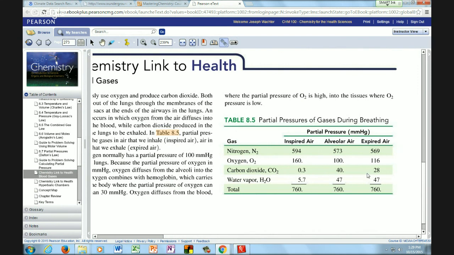Also interesting here, you can see that the carbon dioxide that actually gets expired, that you actually breathe out, is not all of the carbon dioxide that your body produces. A decent amount of it gets dissolved into the blood and stays there, and that's what helps control the pH of your blood. When we talk about acids and bases, we'll talk about how carbon dioxide works to regulate the acidity of your blood and keep everything at the right level.